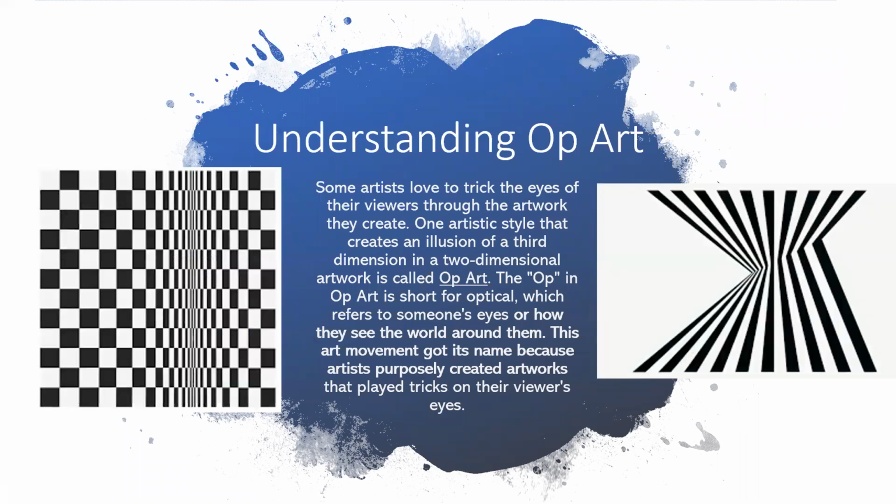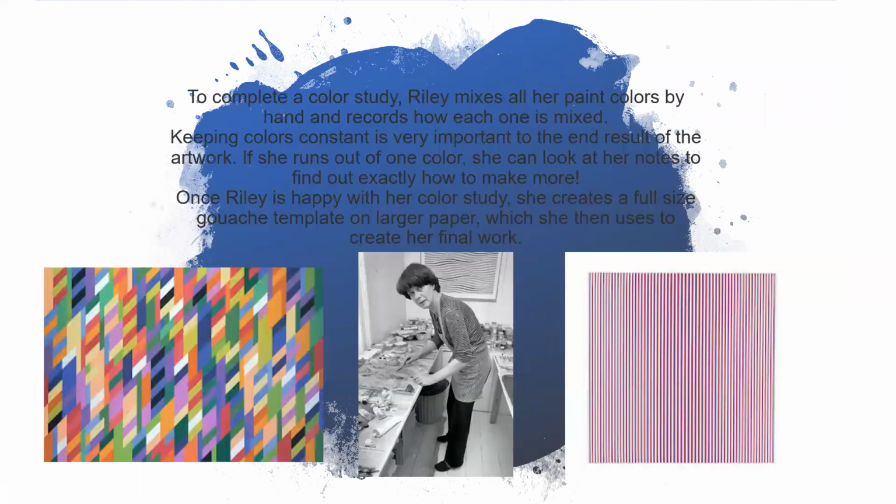Understanding op art, what op art did was try to trick our eyes, tried to make us see movement where movement wasn't really occurring, or tried to create depth where there really wasn't depth, but tries to play some kind of trick on the brain.